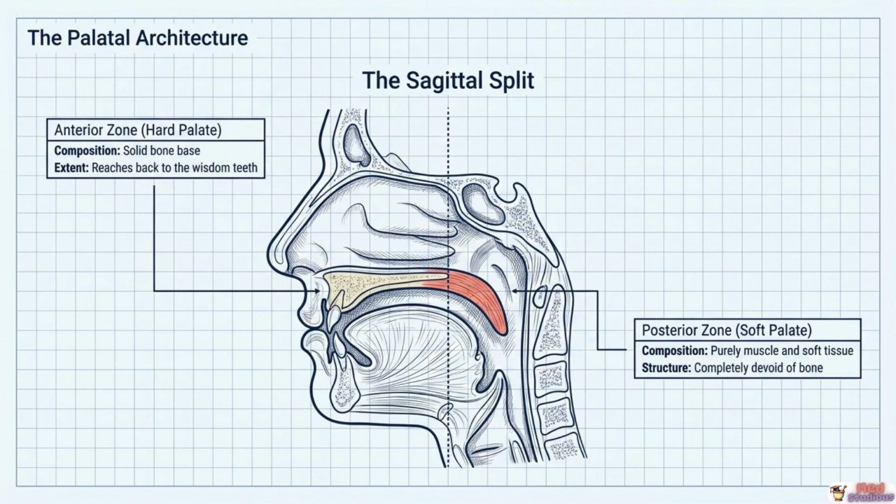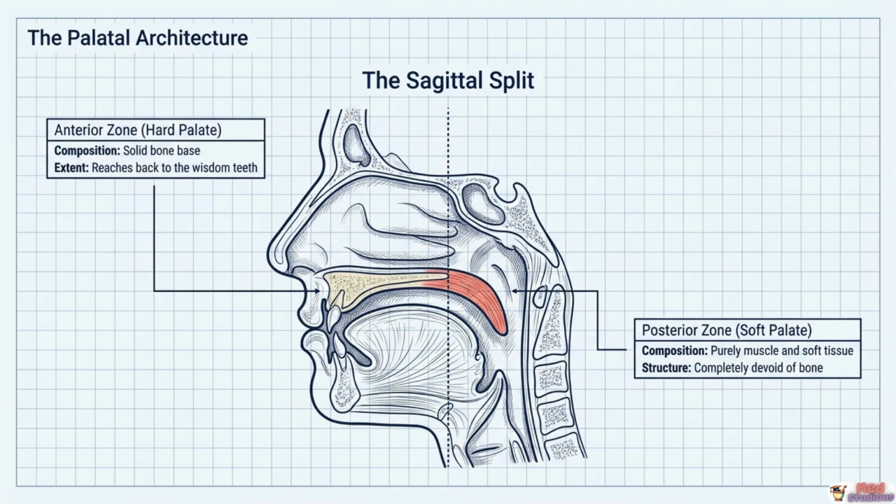Now look upward to the roof of the mouth, the palate. Here's a high-yield concept. The palate isn't one uniform structure. It's split sagittally into 2 completely different zones. The anterior zone is the hard palate, and its defining feature is a solid, bony base. It's literally rigid bone covered by mucosa, and it extends backward all the way to the region of the wisdom teeth. The posterior zone is the soft palate, and it's the opposite in every way, composed purely of muscle and soft tissue, with absolutely no bone within it.